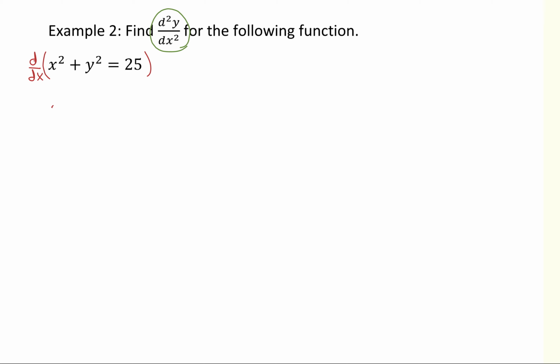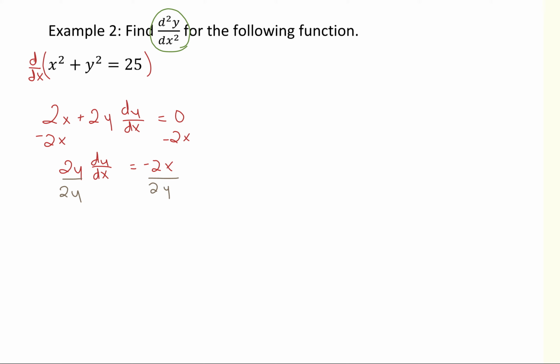So we're going to have 2x plus 2y dy dx equals 0. So moving stuff around, we're going to move the 2x to the other side of the equal sign, and we're going to end up with 2y dy dx is negative 2x, and then solving for our dy dx, divided by 2y, we end up with our first derivative is negative x over y.